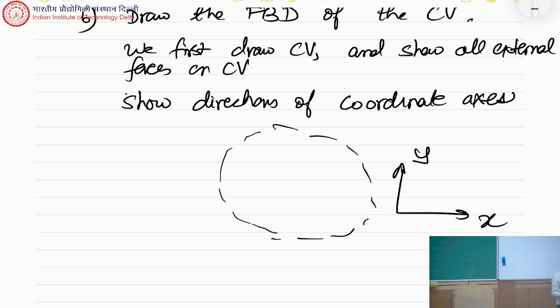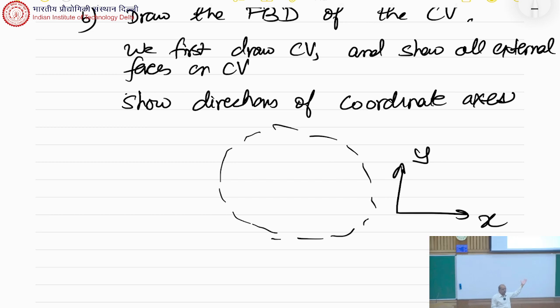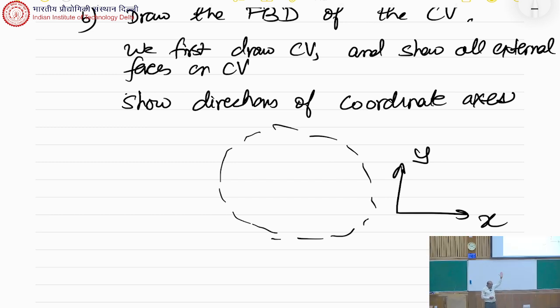And the reason for that is, when you use the force equation, there will be a component of V and a component of V dot n. So the component of V will depend on how you are choosing your X and Y. In certain problems, you may decide to choose Y pointing downwards, that's fine. But then you have to clearly show your directions on the figure and then work out.